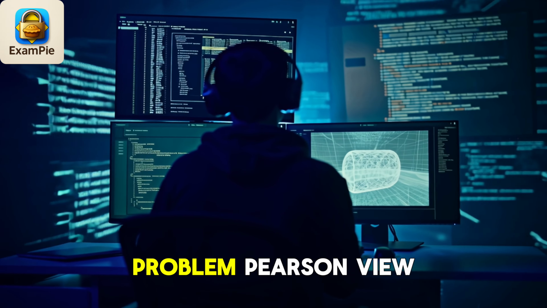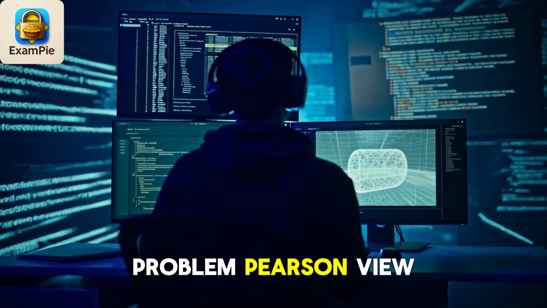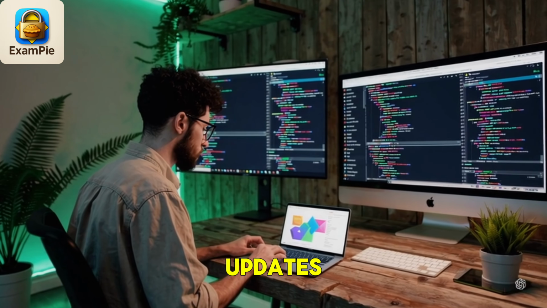But here's the problem. Pearson VUE can detect virtual environments, CPU virtualization flags, common drivers and services of VM software, even delays in keyboard or mouse response due to VM lag. Pro tip. Some people try to spoof their hardware to hide the VM, but this requires deep system-level tweaks and is easily broken with Pearson updates.